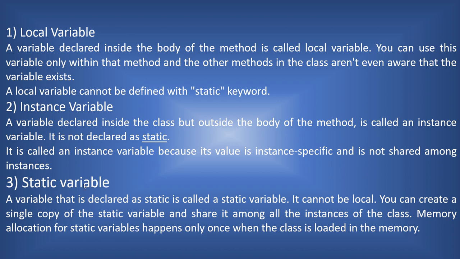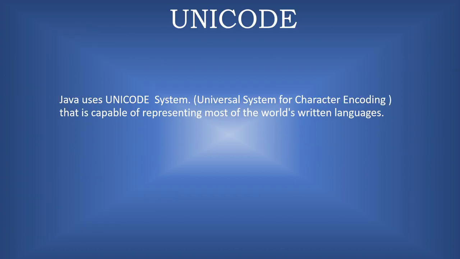And the third one is the static variable. A variable declared as static is called a static variable, and a static variable cannot be local. That is, for local variables we cannot use the keyword static. You create a single copy of the static variable and share it among all the instances of the class. Wherever you use it, you can use that. Memory allocation for a static variable happens only once, when the class is loaded in memory. That's about the static variable.